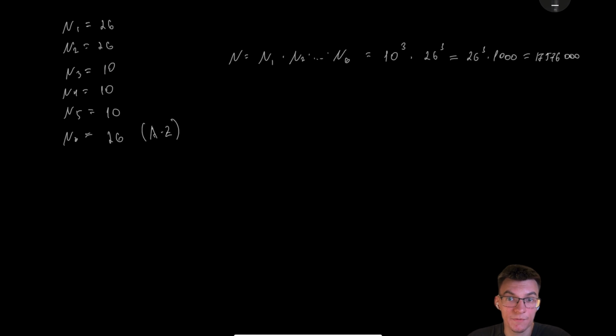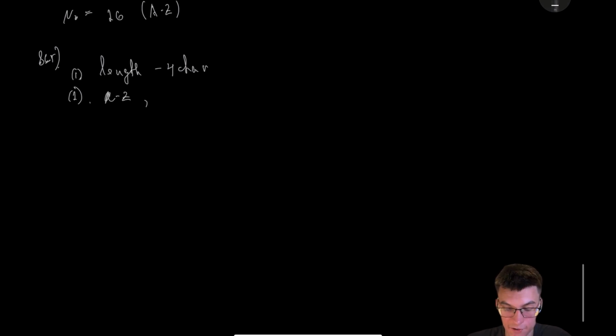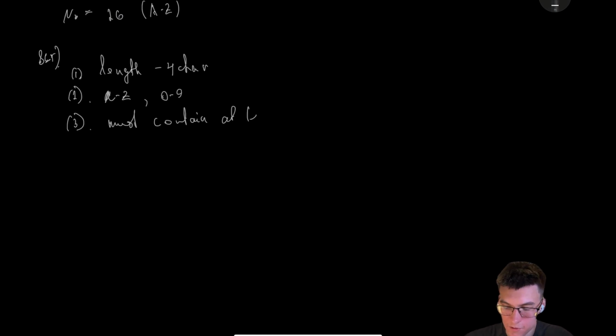A password system requires users to create passwords. First, a password must be exactly 4 characters long. The second requirement is that it can use lowercase letters from A until Z or digits from 0 until 9. And it must contain at least 1 number. This is trickier because of the at least 1 number requirement. Let's solve it by using complementary counting.